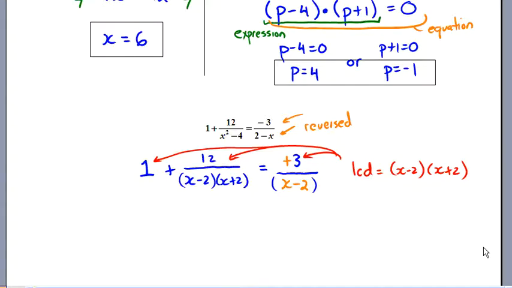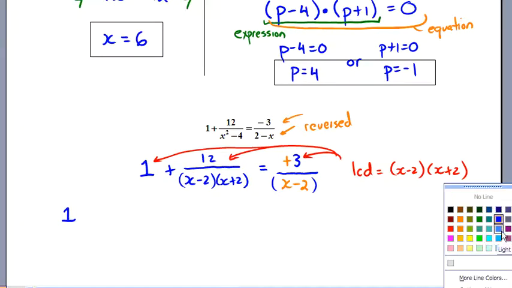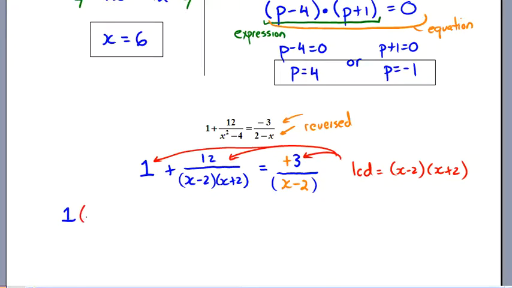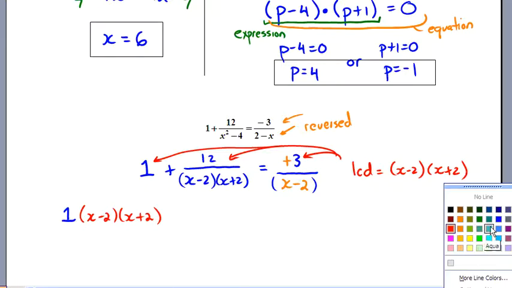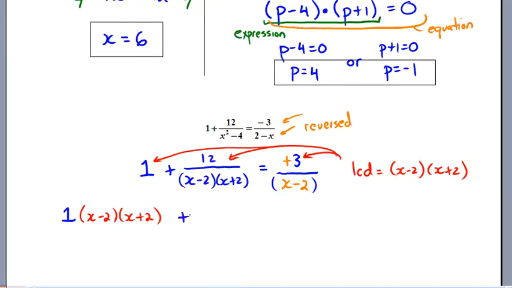That's going to turn into this. The 1 gets a kick with that LCD. The next term also gets a kick with the LCD, but it's just going to reduce everything. It'll just look like a 12. And then over here, the 3 gets kicked with that LCD. I'm glad I found that reverse factor. It makes things a little nicer here. The x minus 2's reduce, but the 3 will still get kicked with an x plus 2.